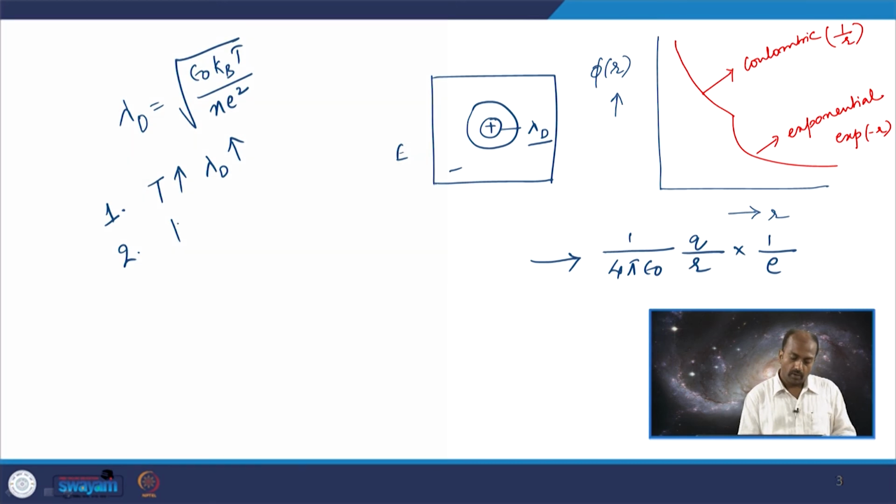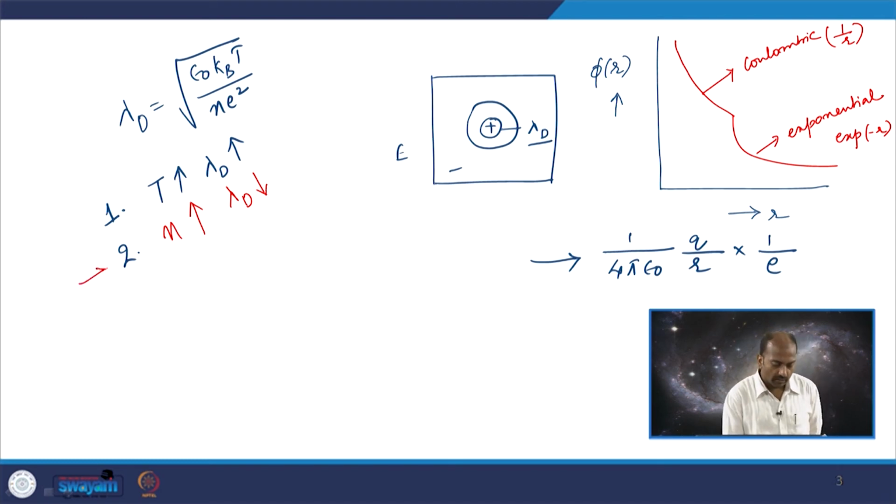The second thing is, as the number of particles per unit volume increases, the Debye's length will decrease, right. So, these two are the main dependencies, otherwise the rest of the things are just constants. Debye's length will not depend on the mass. It will just depend on the temperature and on the number of charged particles per unit volume.